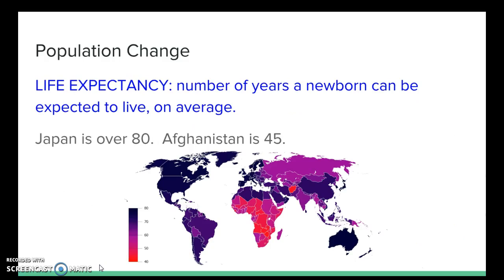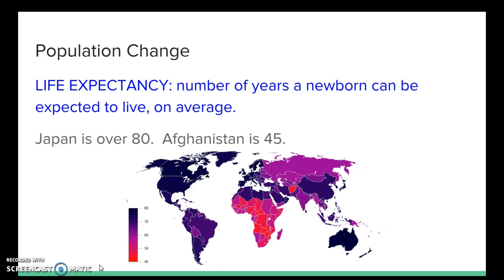This also plays a role in life expectancy. If many people are dying young, this brings down the life expectancy of the country. So countries with a very low infant mortality rate, where healthcare tends to be really great, have the highest life expectancies in the world. Japan is well over 80, which is the highest of any country that you're looking at. In Afghanistan, it's one of the lowest in the world. 45 is the life expectancy there.